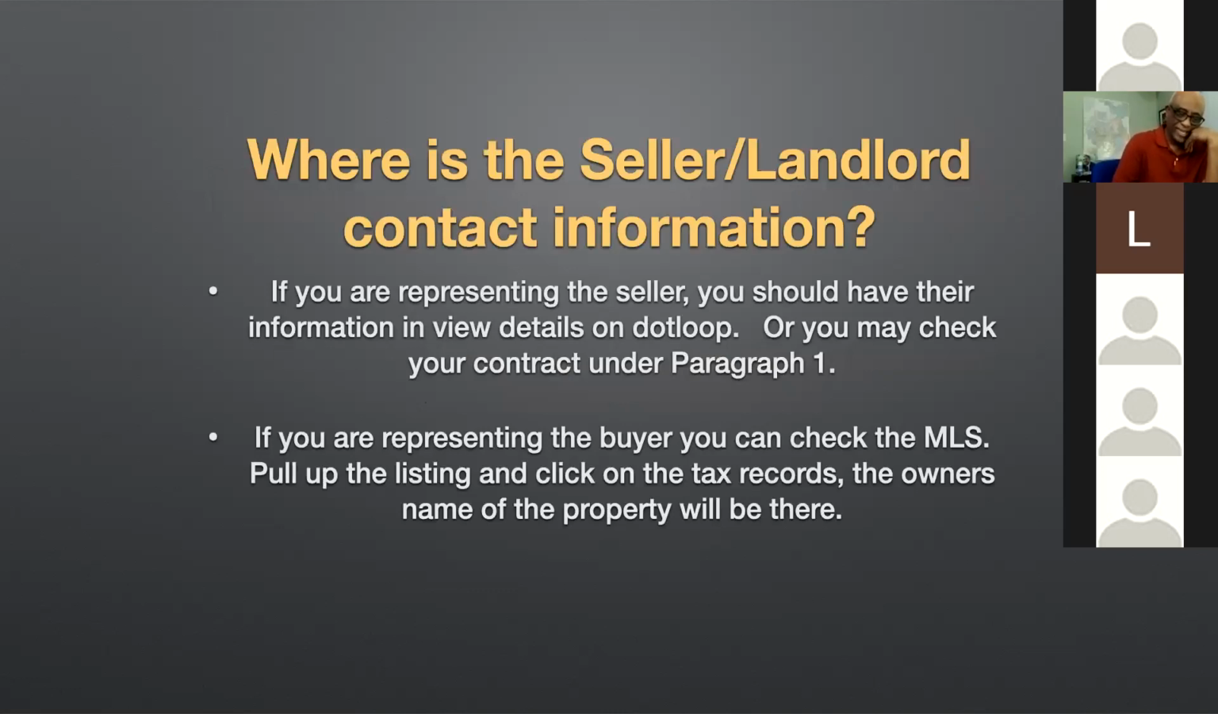So where's the seller landlord contact information found? If you're representing the seller, of course, you should have their information in your view details on .loop. Or you can check your contract under paragraph 1. If you're representing the buyer, you can check the MLS, pull up the listing and click on the tax records. The owner's name of the property will be there.